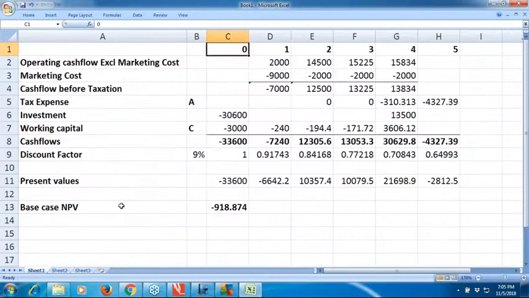Now let's move forward. So we have calculated the base case NPV.